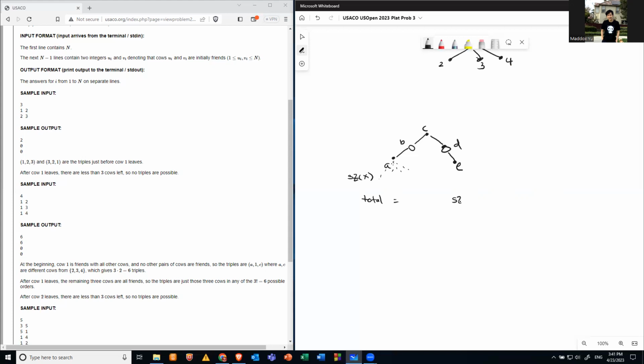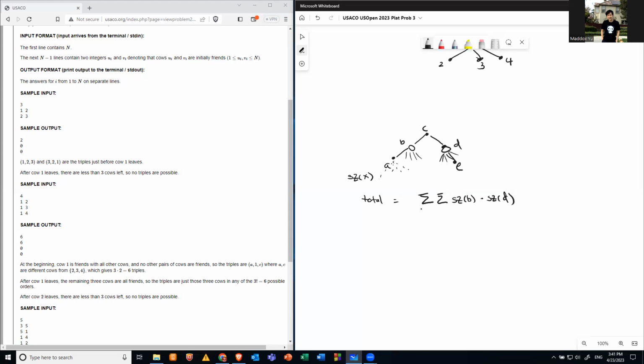So the total is size of B times size of D. B, for example, has a bunch of those below, and D has a bunch of those. Each of those can form a relationship with the other, so you basically sum it up.